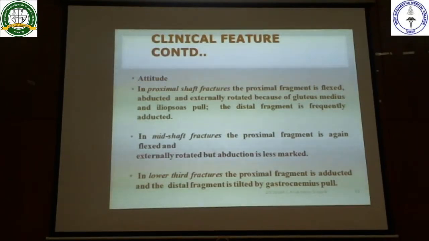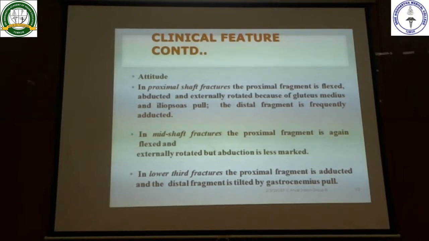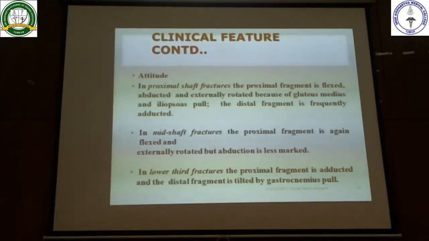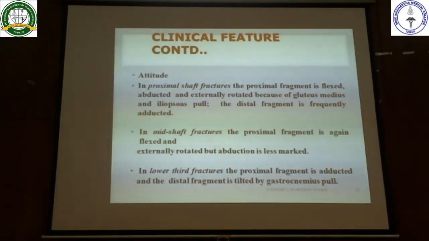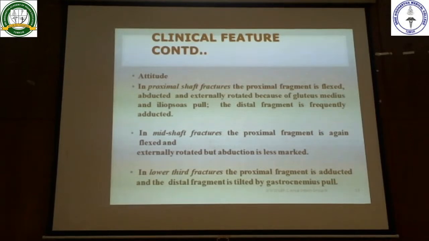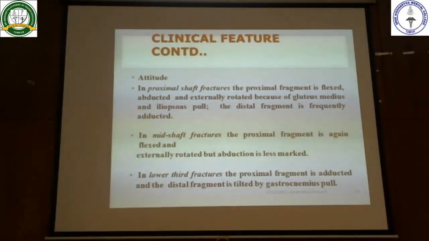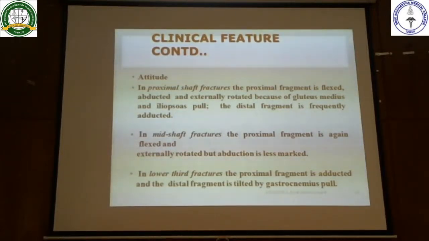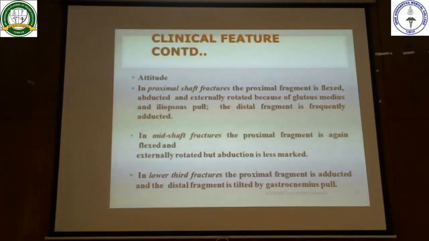Again, the attitude of the limb you need to observe. Attitude of the limb means the position of the limb when the patient presents. You can see the position of the thigh, and based on that you can straight away come to a conclusion what part of the leg is fractured. For example, in proximal shaft fractures, the proximal fragment is flexed, abducted and externally rotated because of the gluteus medius and the iliopsoas pull. That is important as far as the pull of the muscles on the bone fragment is concerned.